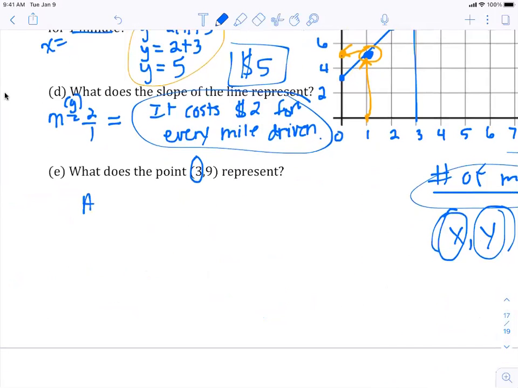It just means after 3 miles driven, it will cost, ooh, not uppercase. Oh gosh, guys, I'm sorry, I can't write. It costs $9.